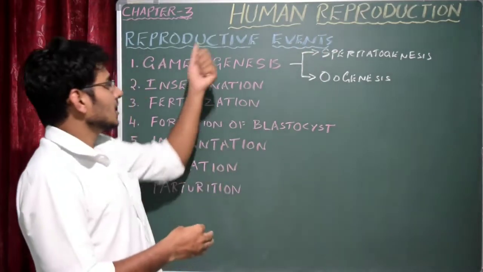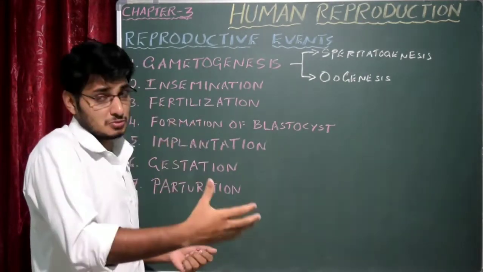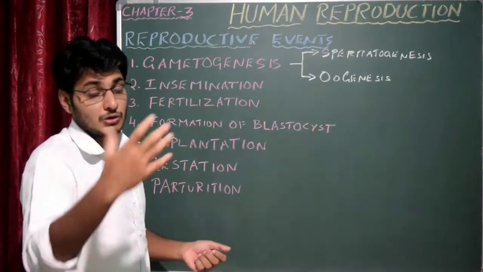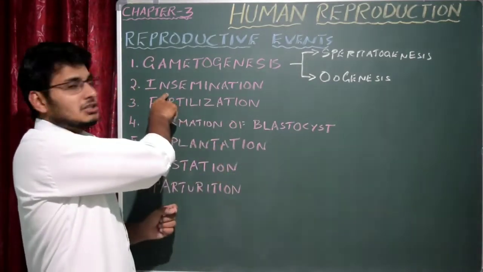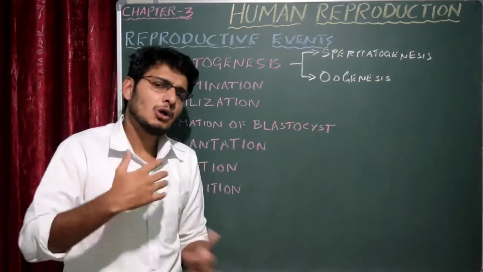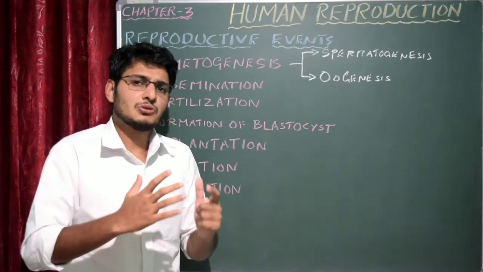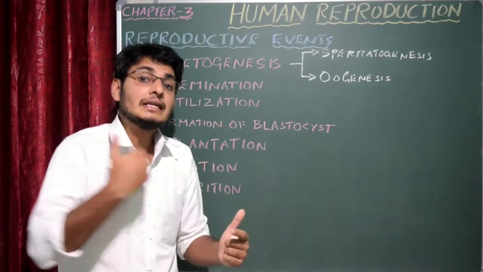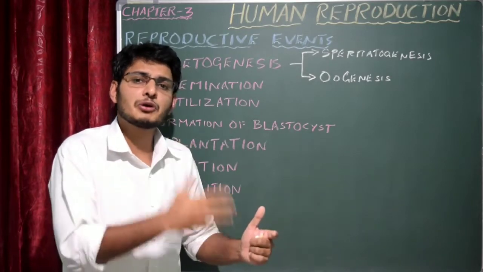Okay, so that is gametogenesis. And now once the gametes are produced, it could be a sperm or it could be the ovum, whatever it is, I'm talking about sperm now. Insemination occurs. What is insemination? During sexual intercourse, which we also call coitus, what happens? The male reproductive system now releases the sperms, millions of sperms, into the female reproductive tract.